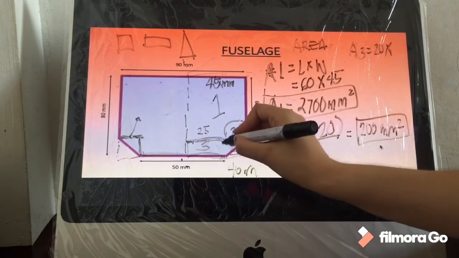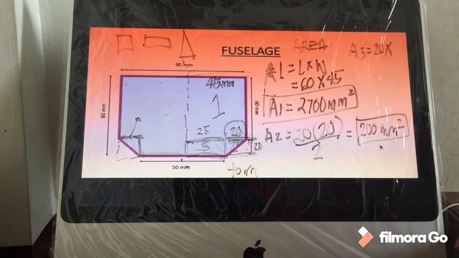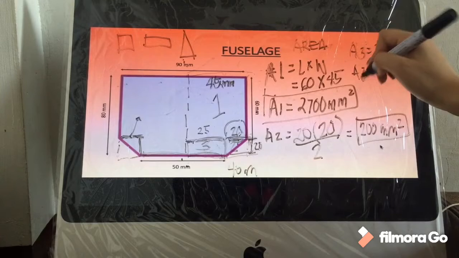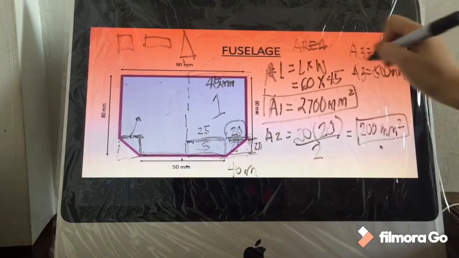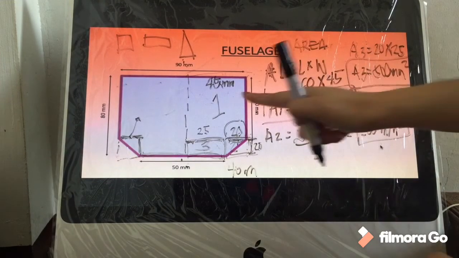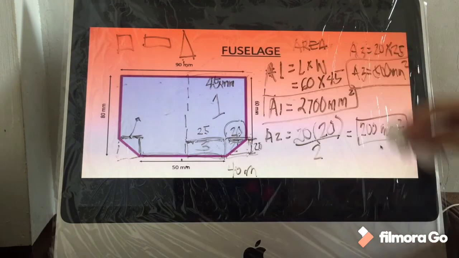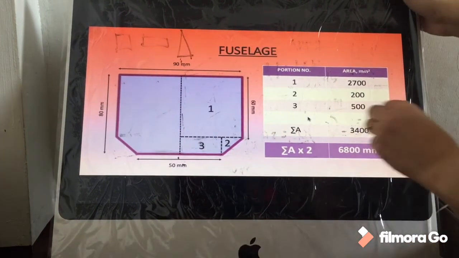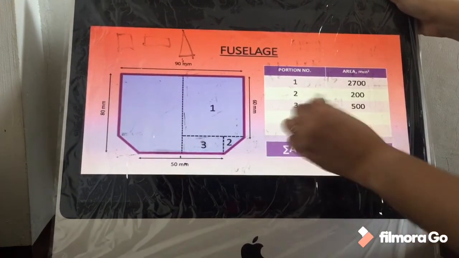Okay, inuulit ko, this is the division. Since this is 20, we subtract it from 45. This is 25. So area number 3 is 20 times 25, or 500 square millimeters. Since we are done getting all the areas of each portion, let's go compute the whole area of the fuselage. Okay, so after computing the separate portions or sections of the fuselage, here we are.